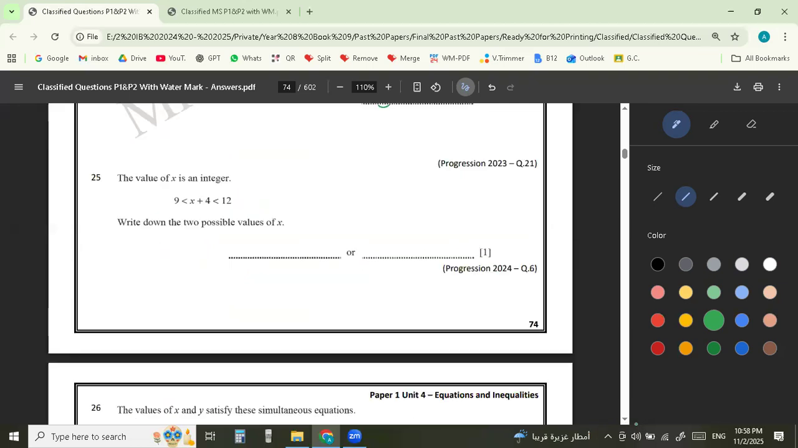The value of x is an integer. Write down 2 possible values. Well, we need to solve the inequality, I mean. They said here that 9 is less than x plus 4, which is less than 12. I'm going to send the positive 4 to the other sides as negative 4. So here I'm going to have x left, and here 9 minus 4 is 5. 12 minus 4 is 8.